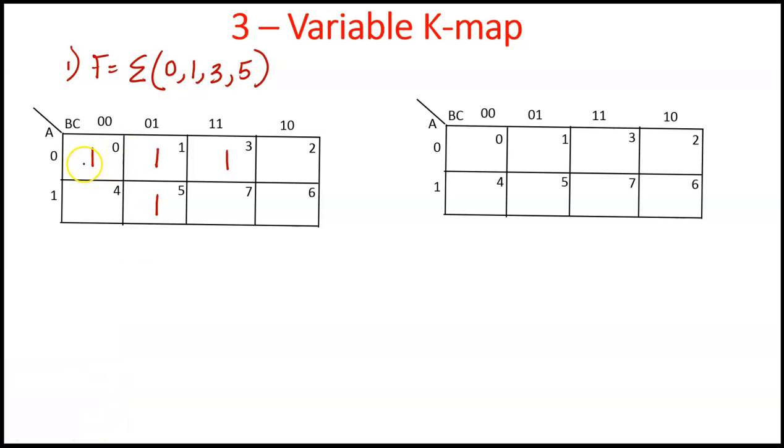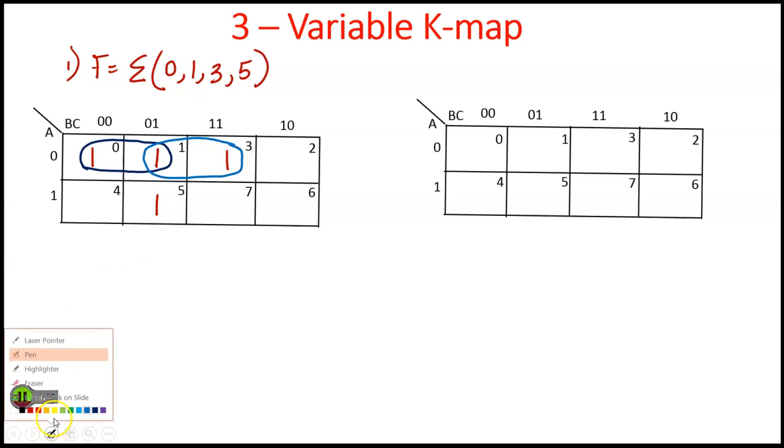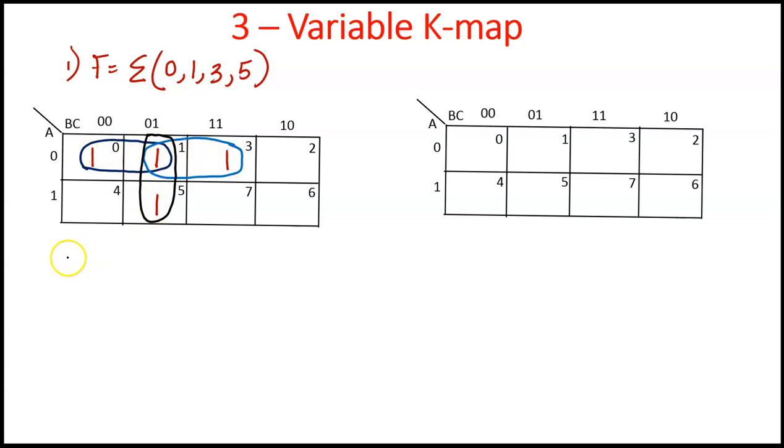So here we can make a double group. That means this is one group, and this is the possible second group, and this is the possible third group. So likewise, we can make 3 groups in this problem. Now let me write the expression for these groups.